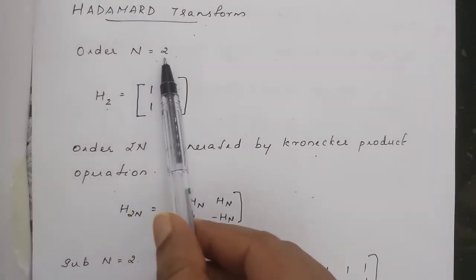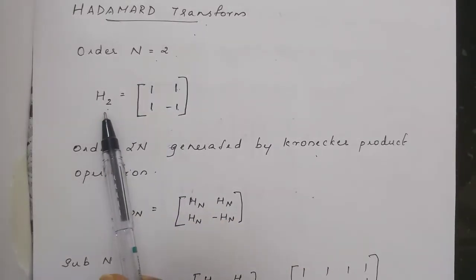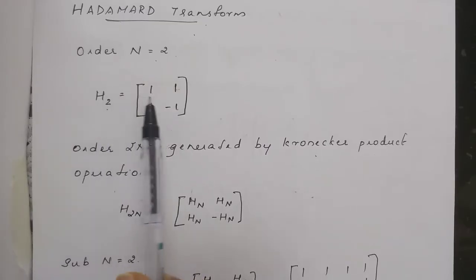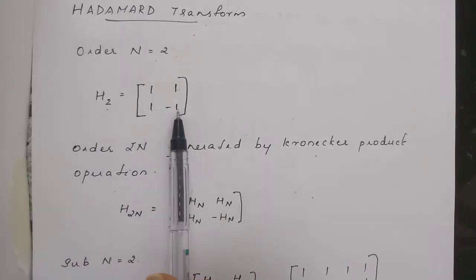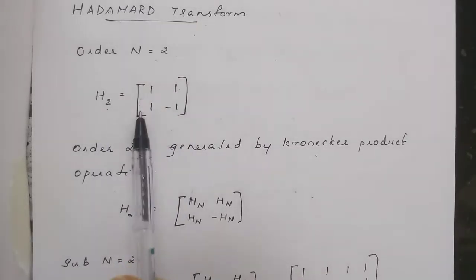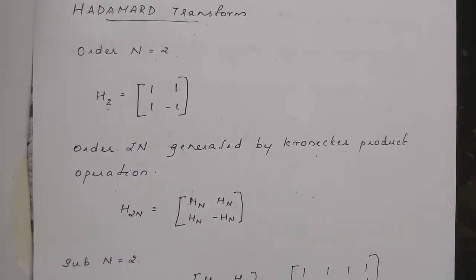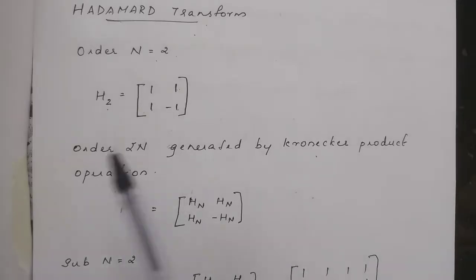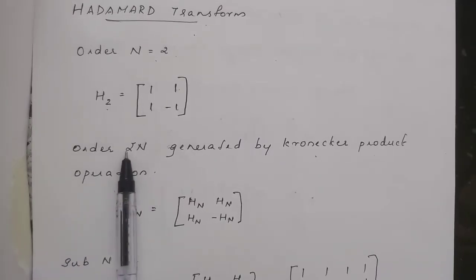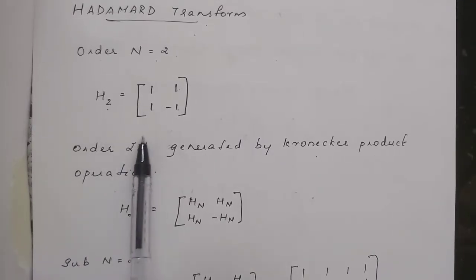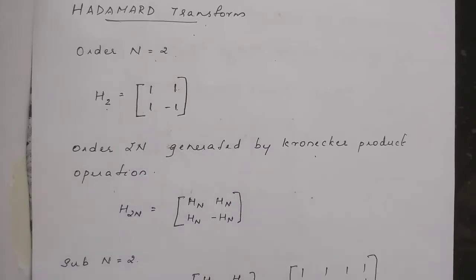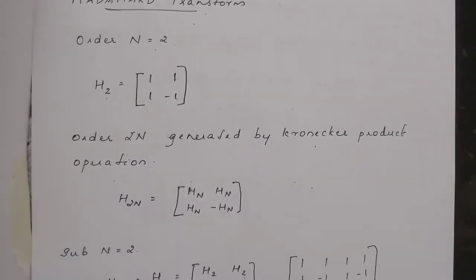For order n equal to 2, we have the Hadamard matrix. It is represented by H2 = [1 1; 1 -1]. We can generate any higher order 2n by the Kronecker product operation. We can substitute any value for n and it can be generated by the Kronecker product operation.